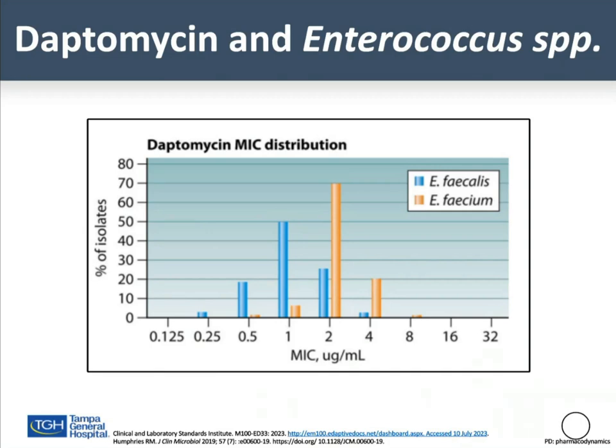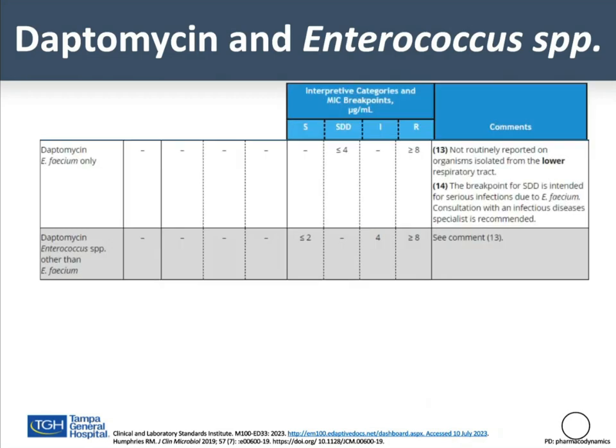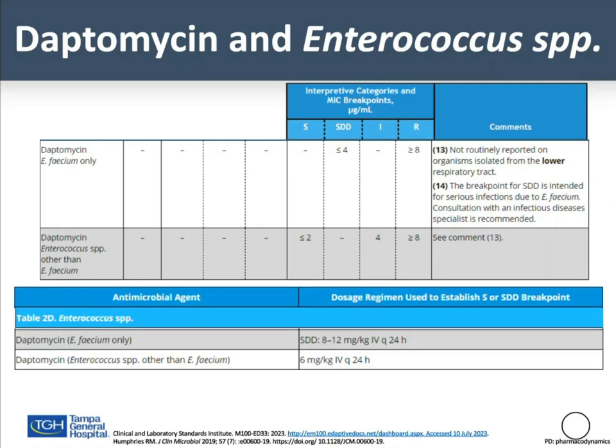faecium invasive infections. This is a screenshot of what you'll see in CLSI related to dapto comments for the different enterococcal species. For E. faecium, the breakpoint is always susceptible dose dependent, and the breakpoint is 4, versus you'll see that for other enterococcal species, the susceptible breakpoint is 2, intermediate is 4, and then resistant is 8 or greater. So if you're seeing different breakpoints for the enterococcal species, this is why. And then also the dosing is going to be different.